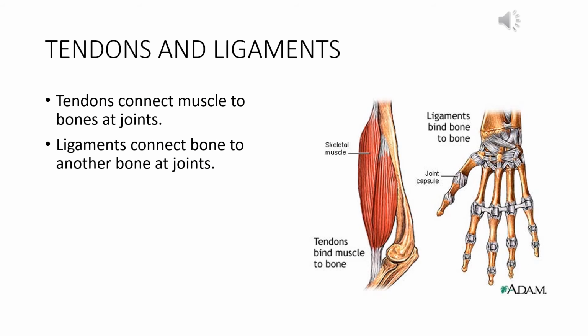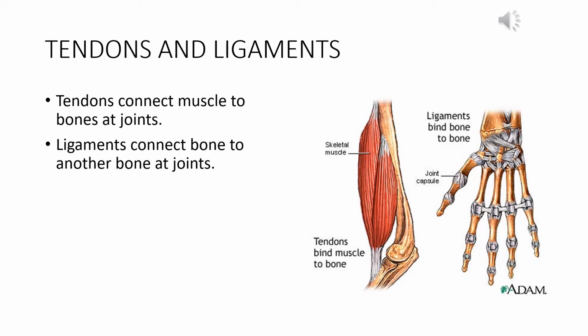But we are not done with the fibrous connective tissue. There are two more types. One is called the tendon and another is called the ligament. Now where are they located? The tendons are located in between the muscle and the bones at the joints. So what does the tendon do? The tendon connects the muscle to bones at the joints.